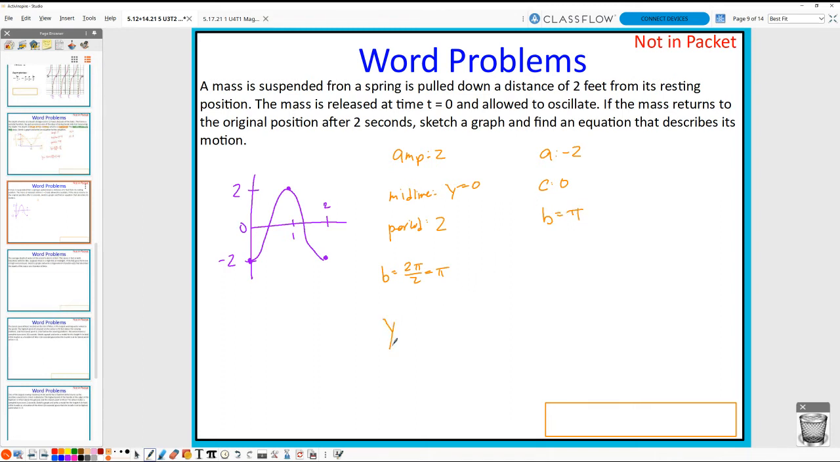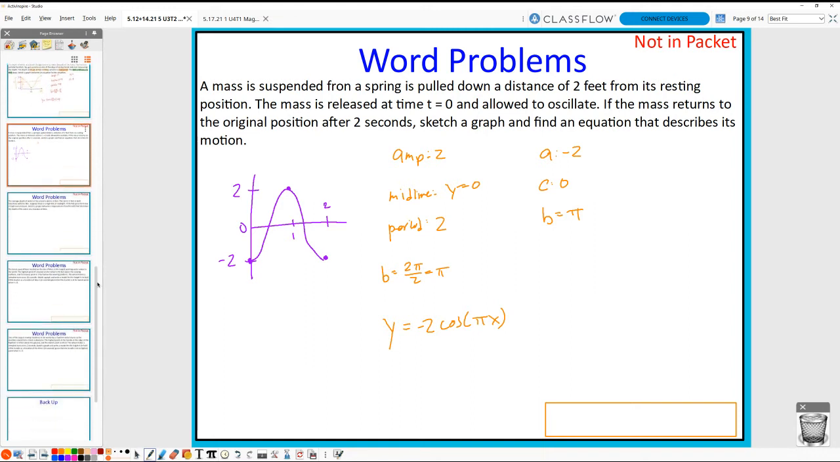So my equation then is y equals negative 2 cosine pi x. Don't need a plus 0. You want to write a plus 0? That's fine, but you do not have to.